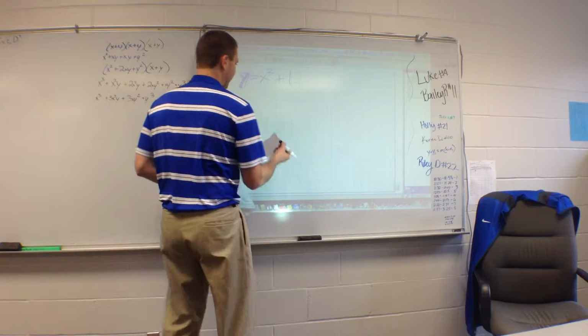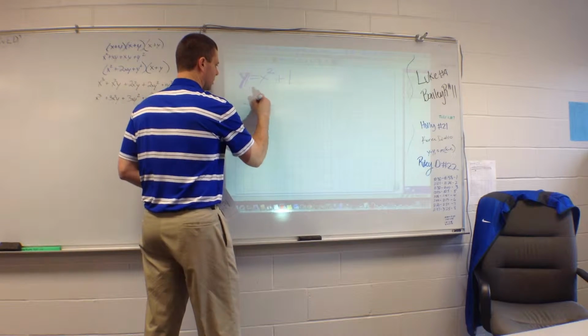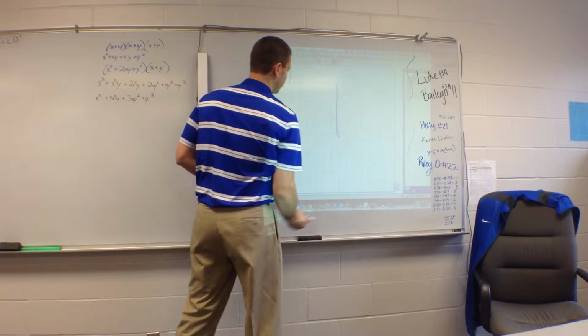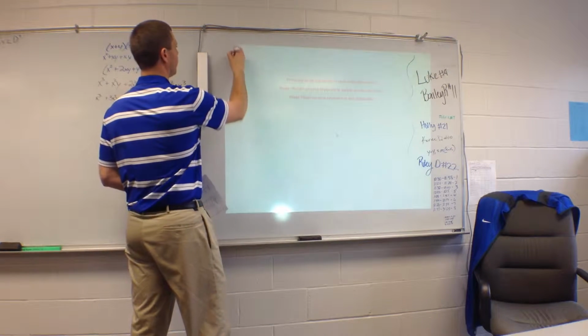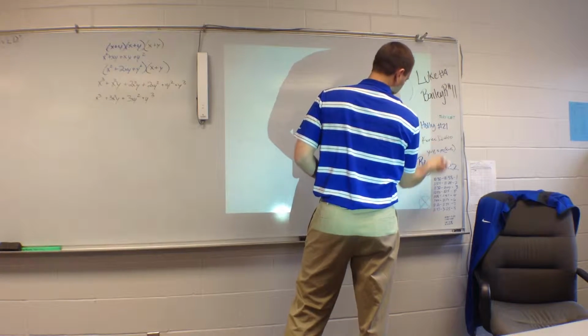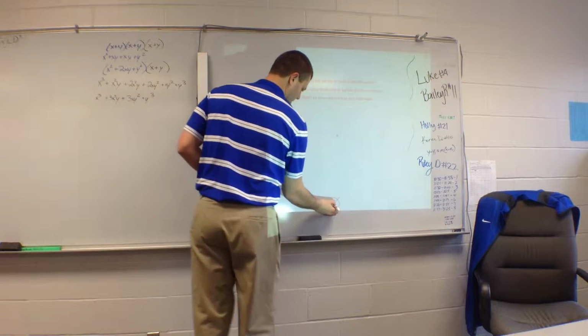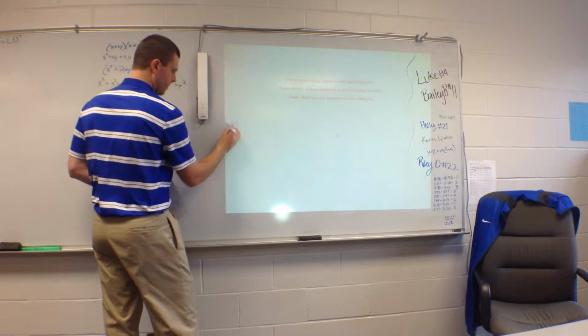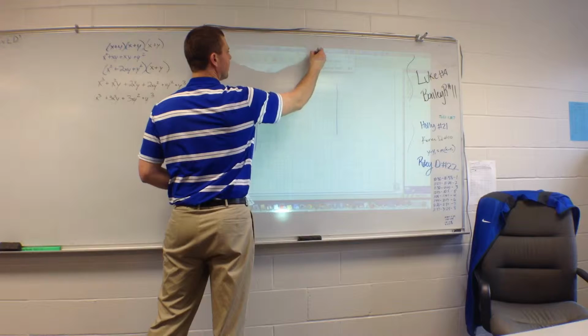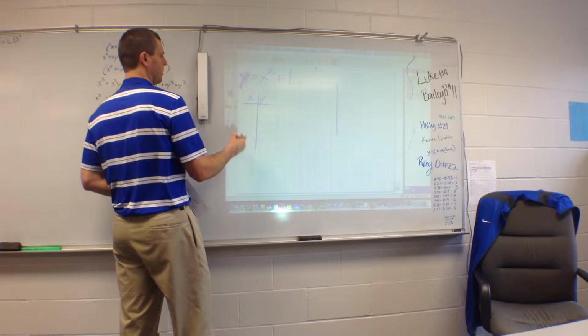I'd probably make a little table of values. 0, 1. 1, 2. Negative 1, 2. 2, 5. Negative 2, 5. I'd call that pretty good.